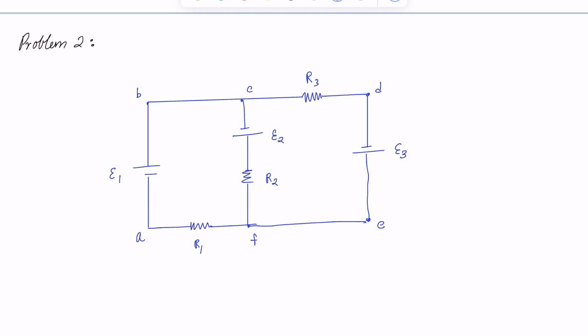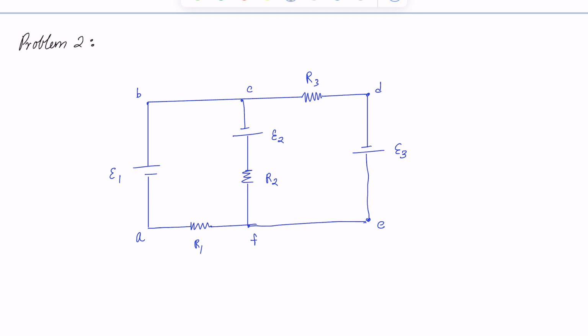So problem 2, this is given to you. In problem 2, we have got 3 resistors, and we have got epsilon 1, epsilon 2 and epsilon 3 as 3 batteries. So it's a combination of resistances and batteries, right? The very first thing you should do, if it is not already specified to you, like the way it is specified in your homework, is write down the currents in different loops.